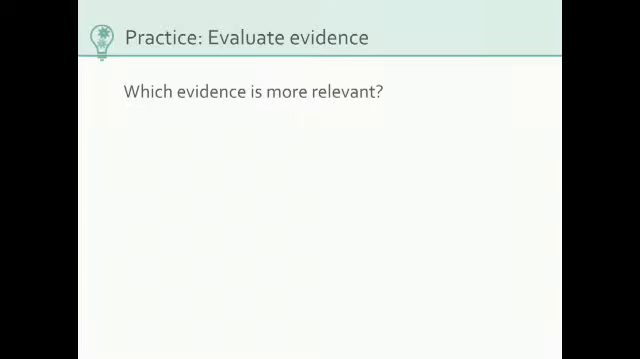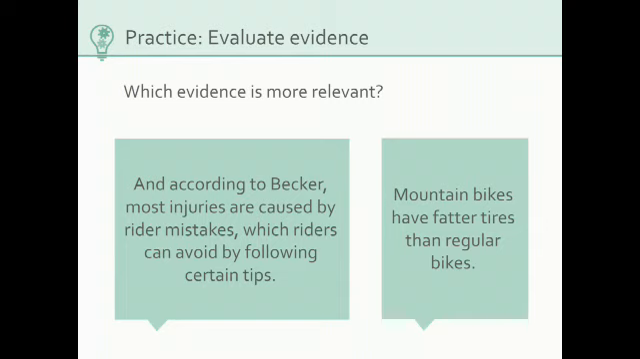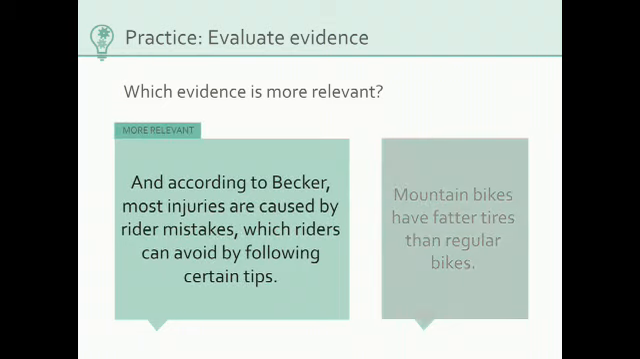Now let's look at the relevance of some evidence for the same claim. According to Becker, most injuries are caused by rider mistakes, which riders can avoid by following certain tips. Mountain bikes have fatter tires than regular bikes. The first statement is relevant. It relates to the original claim about mountain biking not being that risky. If you know a lot about mountain biking, you might find the tire size information convincing, but if you don't know much about how tire size impacts safety, then the more relevant evidence is going to be the researched one.